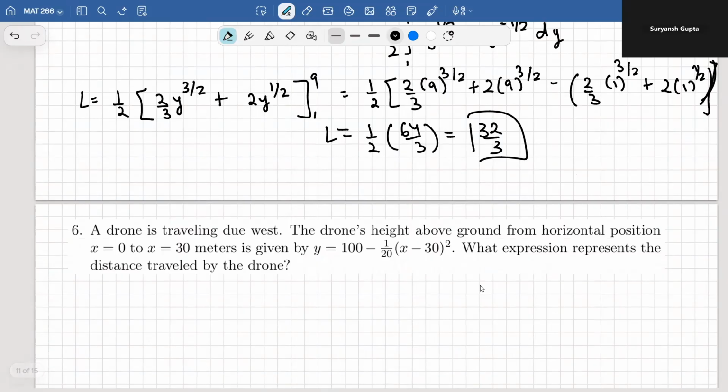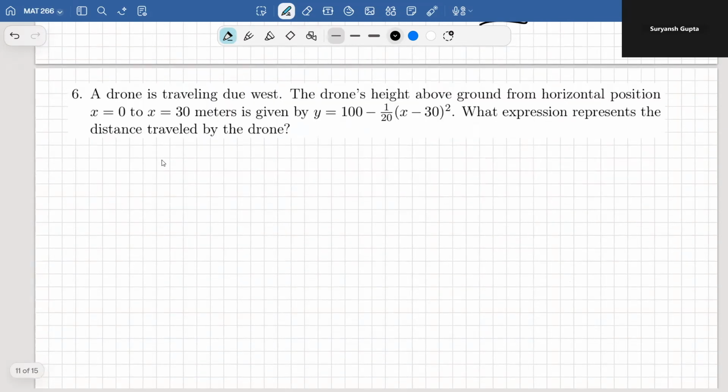The next question is a word problem. There's a drone that's traveling due west. The drone's height above the ground from the position x equals 0 to x equal to 30 meters is given by the following function. What expression represents the distance traveled by the drone? Again, we can use the arc length formula here. But this time it's in terms of x, unlike the previous question, which was in terms of y.